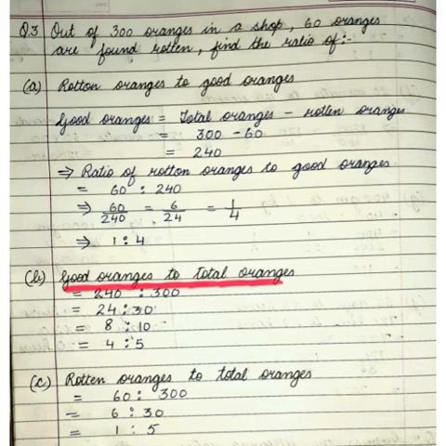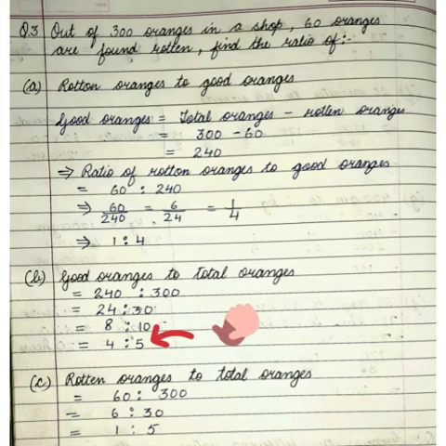Now good oranges to total oranges. So the good oranges were 240 and the total oranges were 300. First cancelling the 0, it becomes 24 is to 30. Now cancelling it with table of 3. 3 8s are 24 and 3 10s are 30. Again cancelling it with table of 2. 2 4s are 8 and 2 5s are 10. So our answer is 4 is to 5.